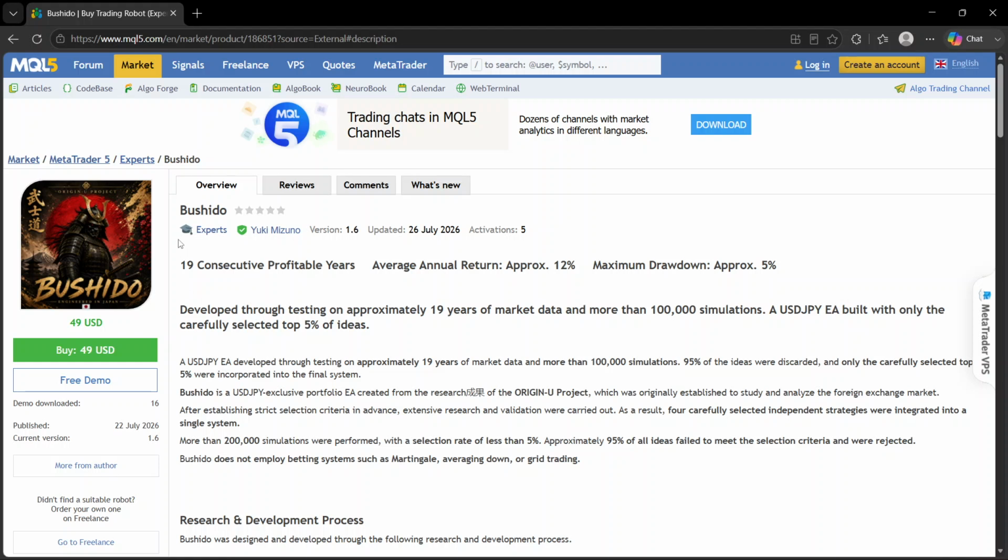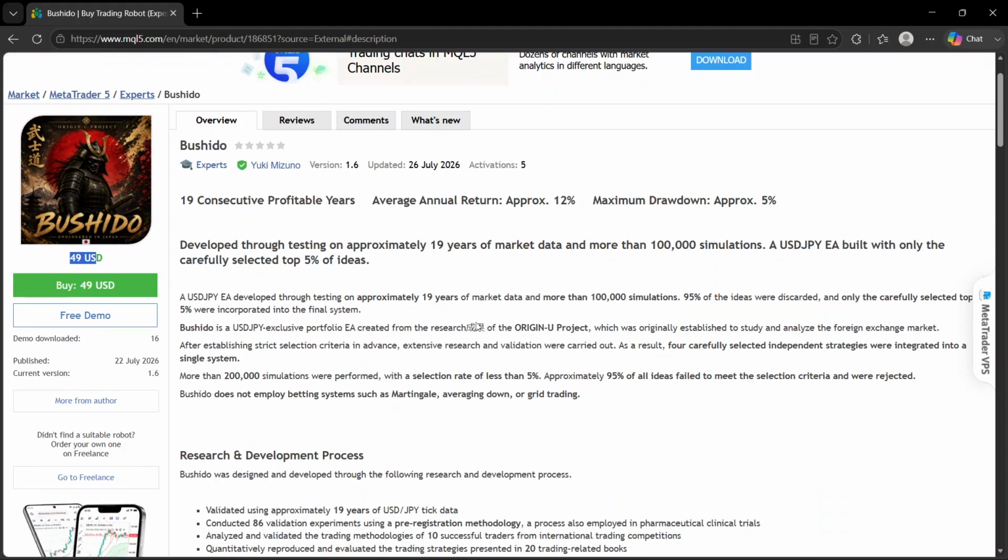Alright, let's move on to our EA for the day. Bushido EA. This is a USD Japanese yen only expert advisor for MetaTrader 5. Currently sitting at 49 bucks. That's its introductory price. And the developer Yuki Mizuno, as you can tell already from Japan, is calling it a portfolio system built from the Origin U project. And they are leaning hard into the long-term stability angle.